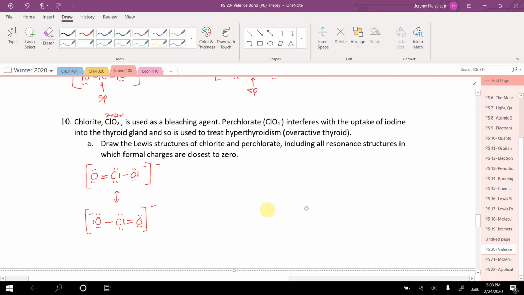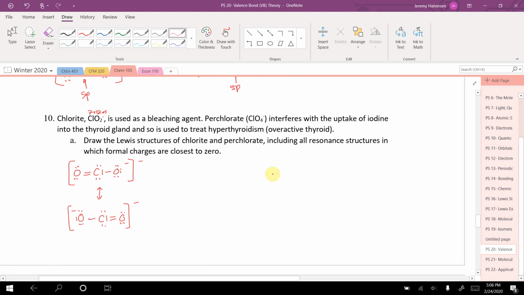Is that all they want? Oh, we have more on part B. So let's just draw these first. ClO4-, 7 plus 24 plus 1 is 32. 2, 4, 6, 8, 10, 12, 14, 16, 18, 20, 22, 24, 26, 28, 30, 32. These are all minus, minus, minus, minus, and we've got a plus 3 in the middle.